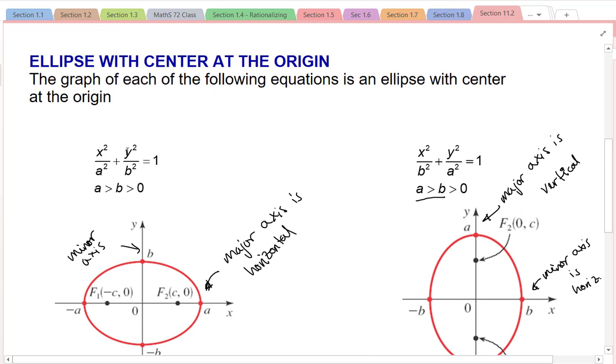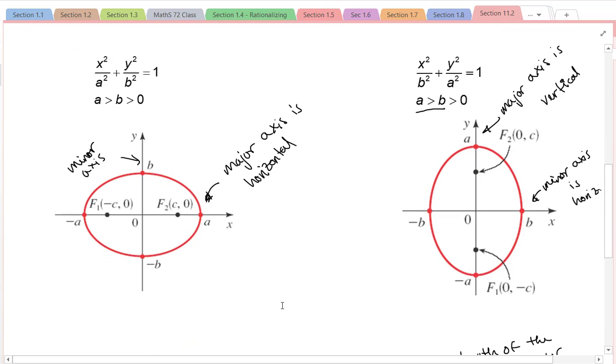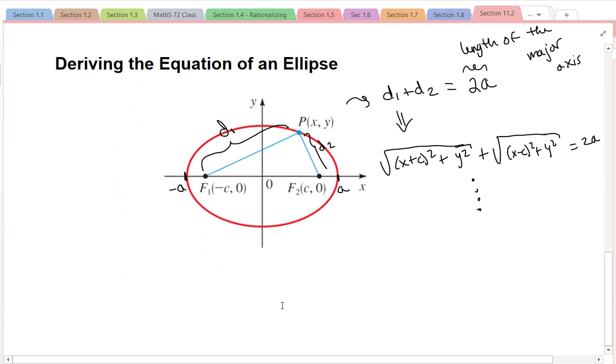If we go through this whole thing, we are going to get to this equation: x squared over a squared plus y squared over b squared equals 1. Again, I'm not going to go through the whole thing, but this is how you derive the equation. Once we have this, we can look at the vertices of the ellipse. The vertices of the ellipse are going to be plus or minus a and 0 for this one.